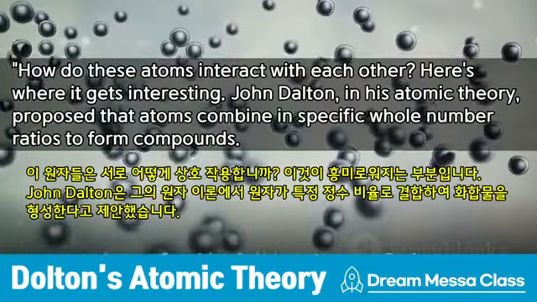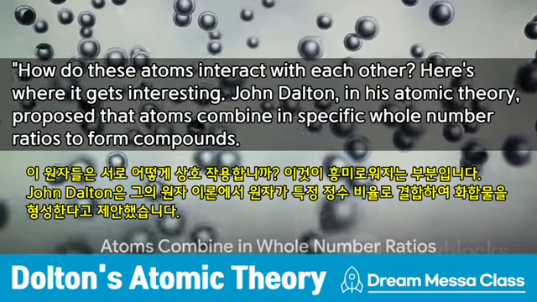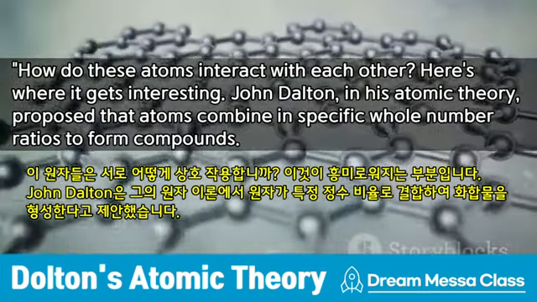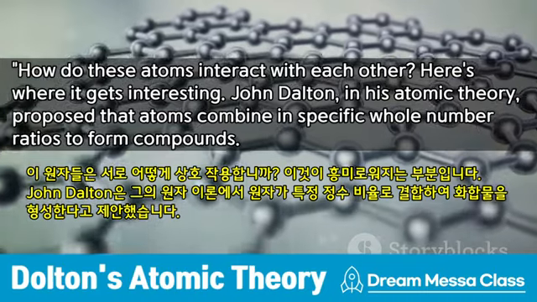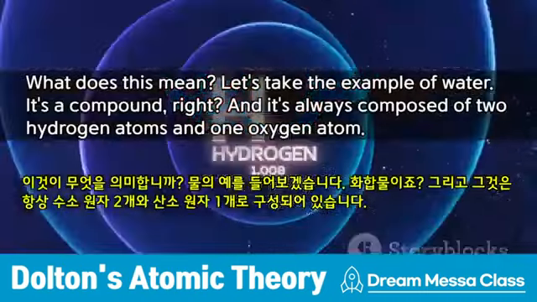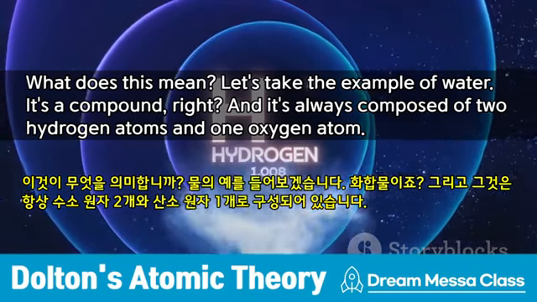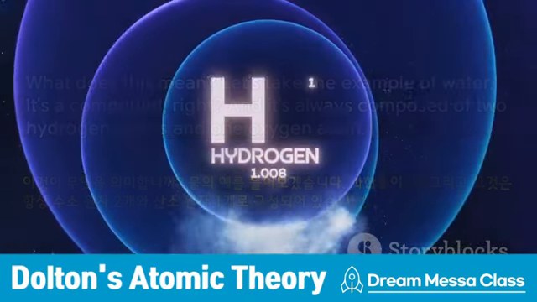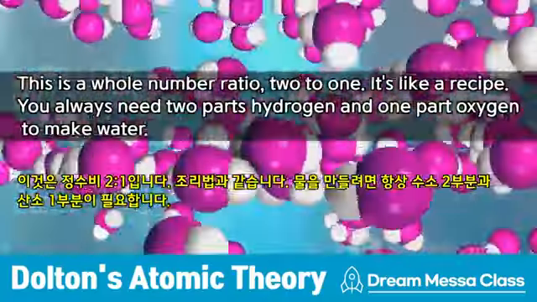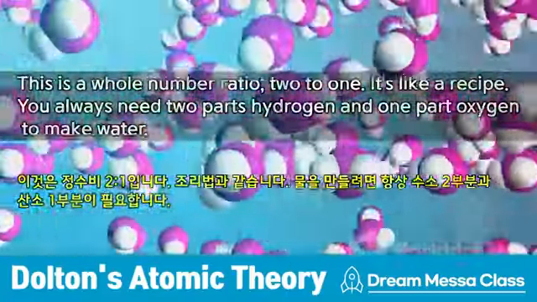How do these atoms interact with each other? Here's where it gets interesting. John Dalton, in his atomic theory, proposed that atoms combine in specific whole number ratios to form compounds. What does this mean? Let's take the example of water. It's a compound, right? And it's always composed of 2 hydrogen atoms and 1 oxygen atom. This is a whole number ratio, 2 to 1. It's like a recipe. You always need 2 parts hydrogen and 1 part oxygen to make water.